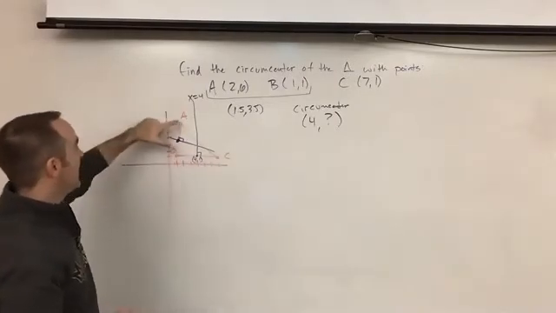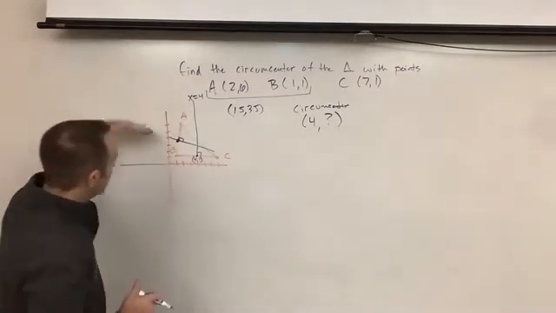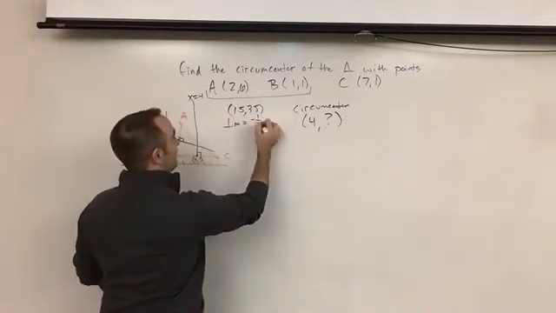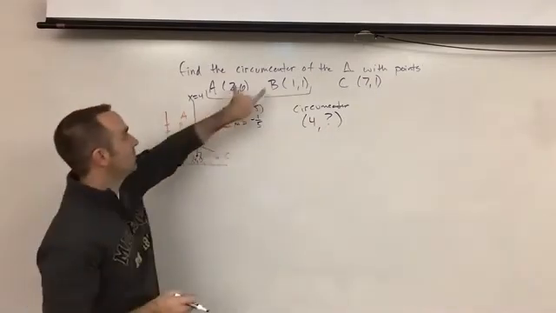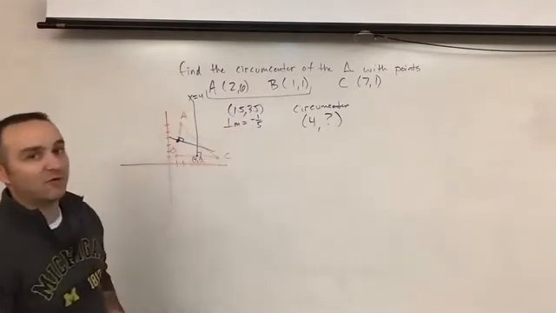Here I'm going up 5 over 1. The slope of A to B is 5. So my perpendicular slope is going to be a negative 1/5, right? Opposite reciprocal. So I find the slope between A and B. Opposite reciprocal, I get negative 1/5.